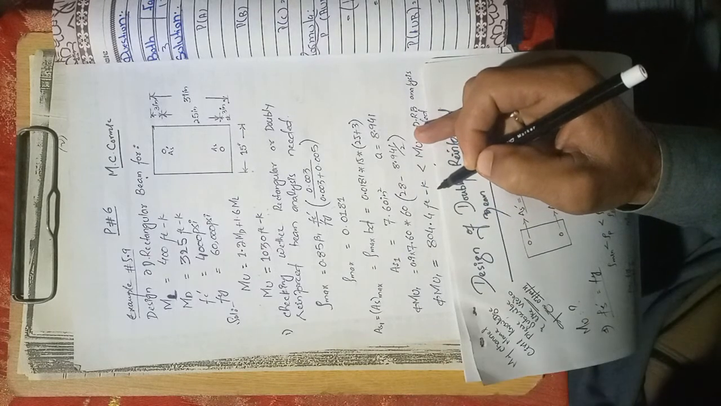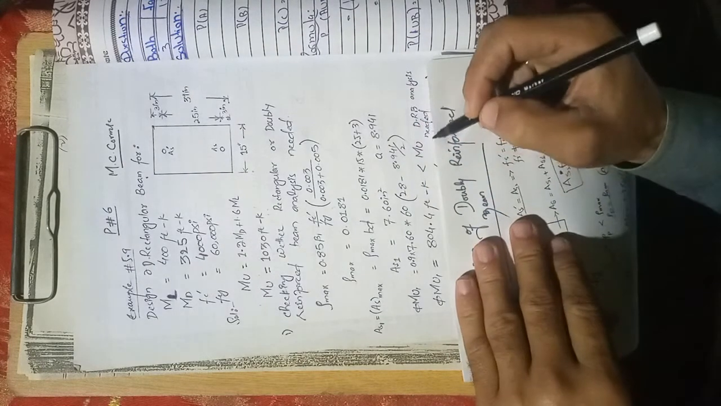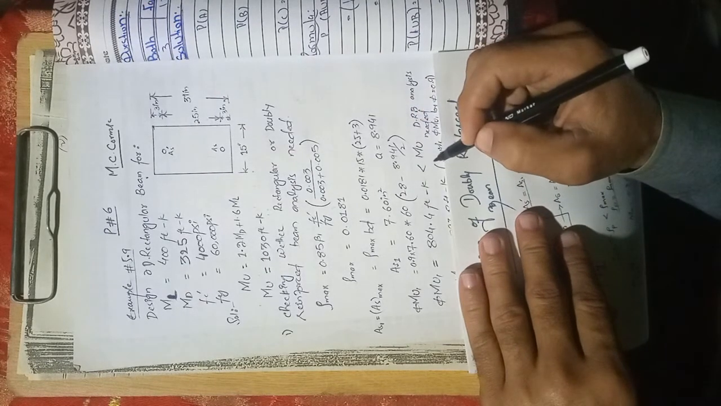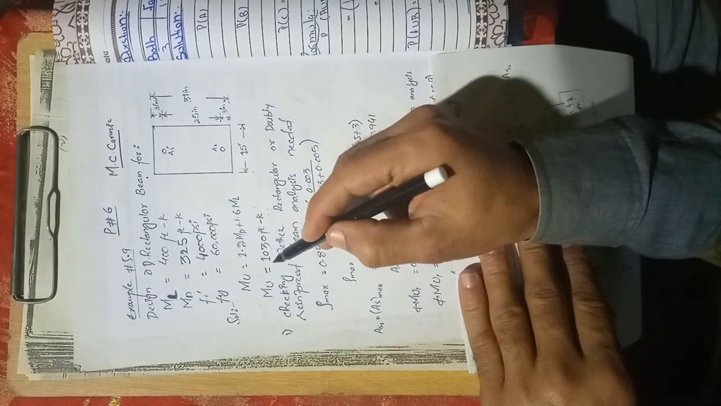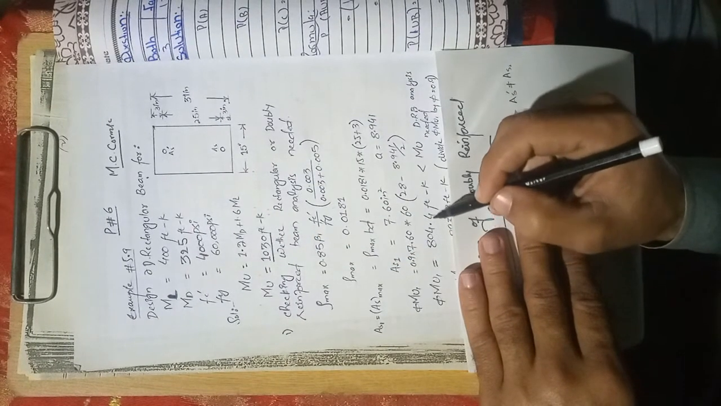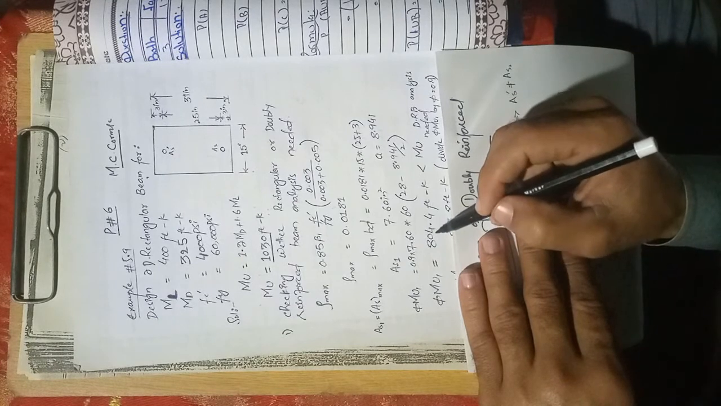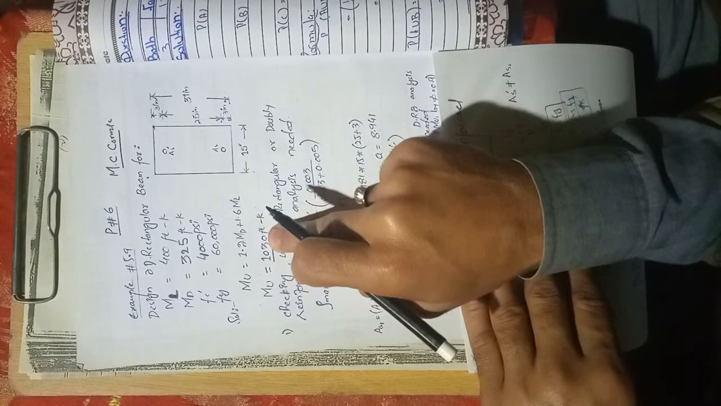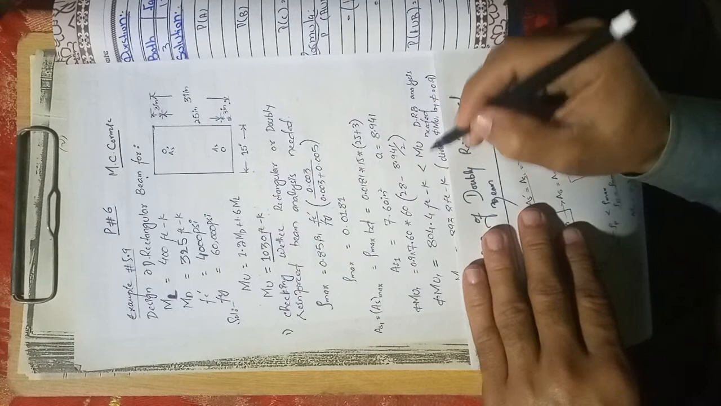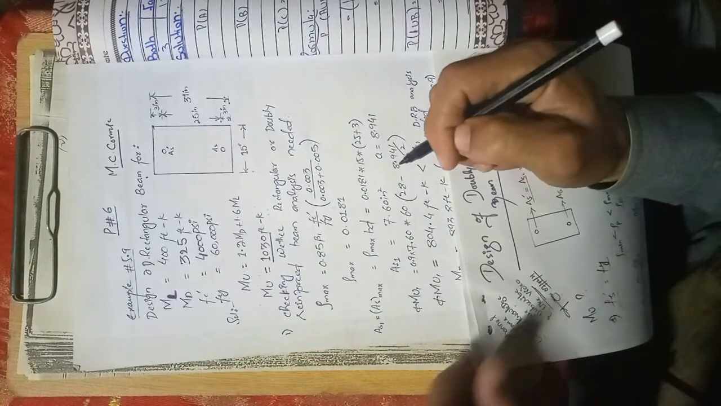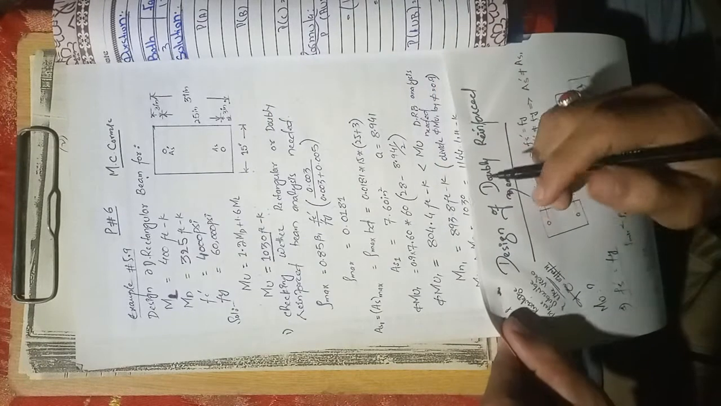Now here you can see that our ultimate moment capacity is 1030, and here we have 904.4 feet kip. So the design capacity or the section capacity is less than the ultimate moment capacity. So that is why, as you see here, we need a doubly reinforced beam analysis.